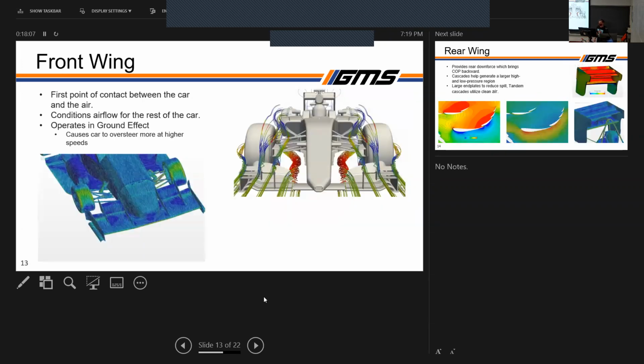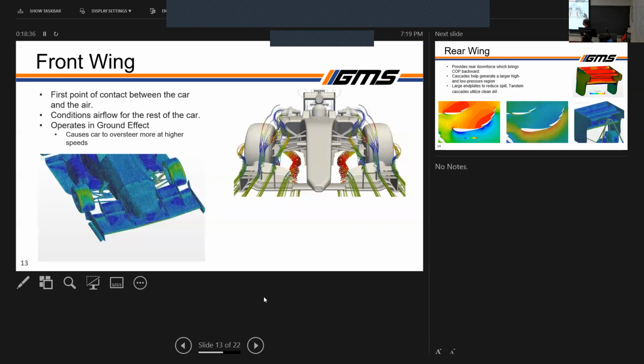More specifically, the front wing. It's the first thing you see when you look at the car, other than the rear wing and the monocoque. It's the first point of contact between the car and the air. So you can essentially assume that all the air in front of the car is pretty laminar. It's behaving pretty well. That all changes once you hit the front wing, because it's the first solid body that the air interacts with, and it loses momentum from there.